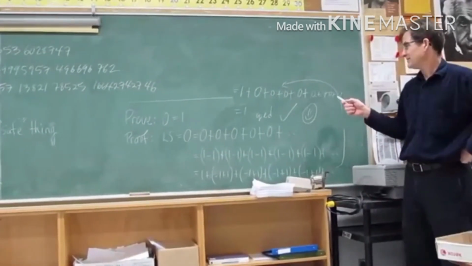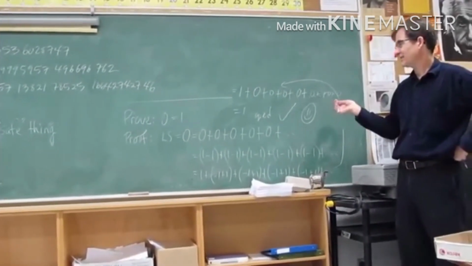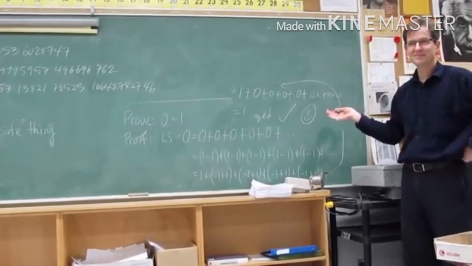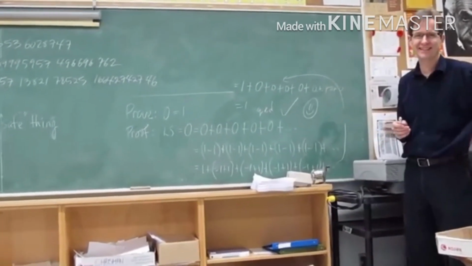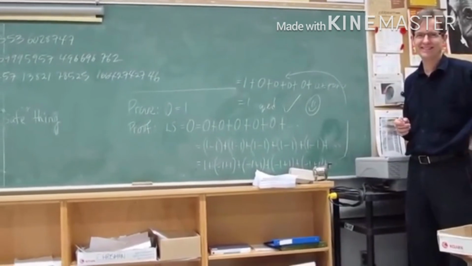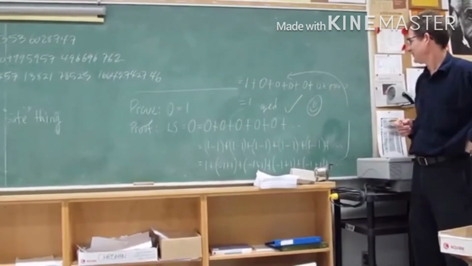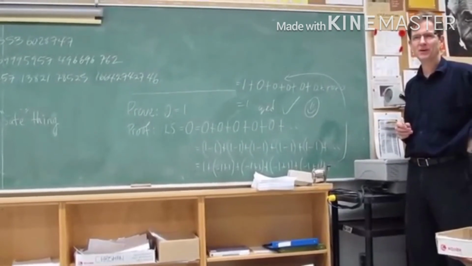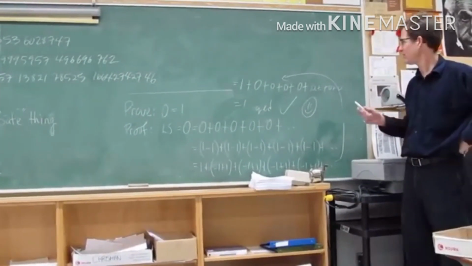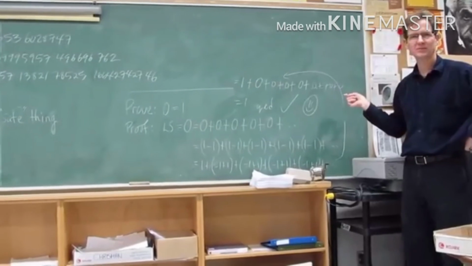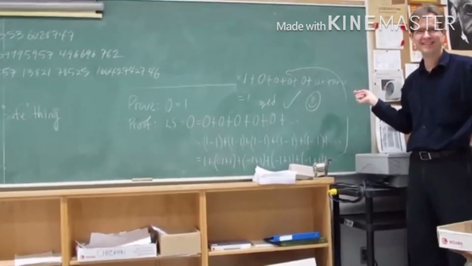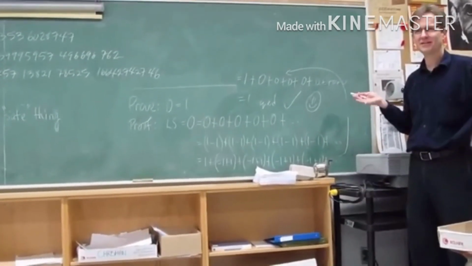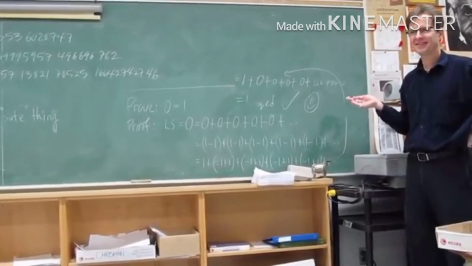So, looks like 0 equals 1. No, I think what you did was infinity plus 1 there. Infinity plus 1? Can you do that? Well, infinity plus 1 is infinity, but I don't have infinity plus 1. I have a whole bunch of zeros plus 1. Infinite zeros plus 1. Infinite zeros is still 0. Think about it.